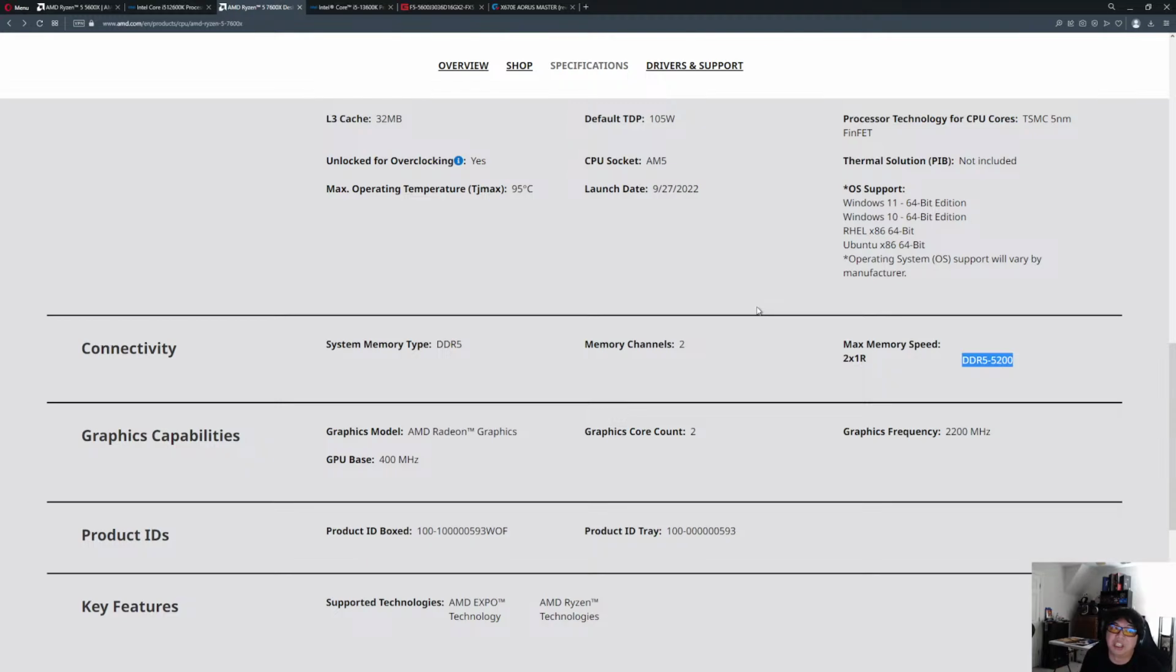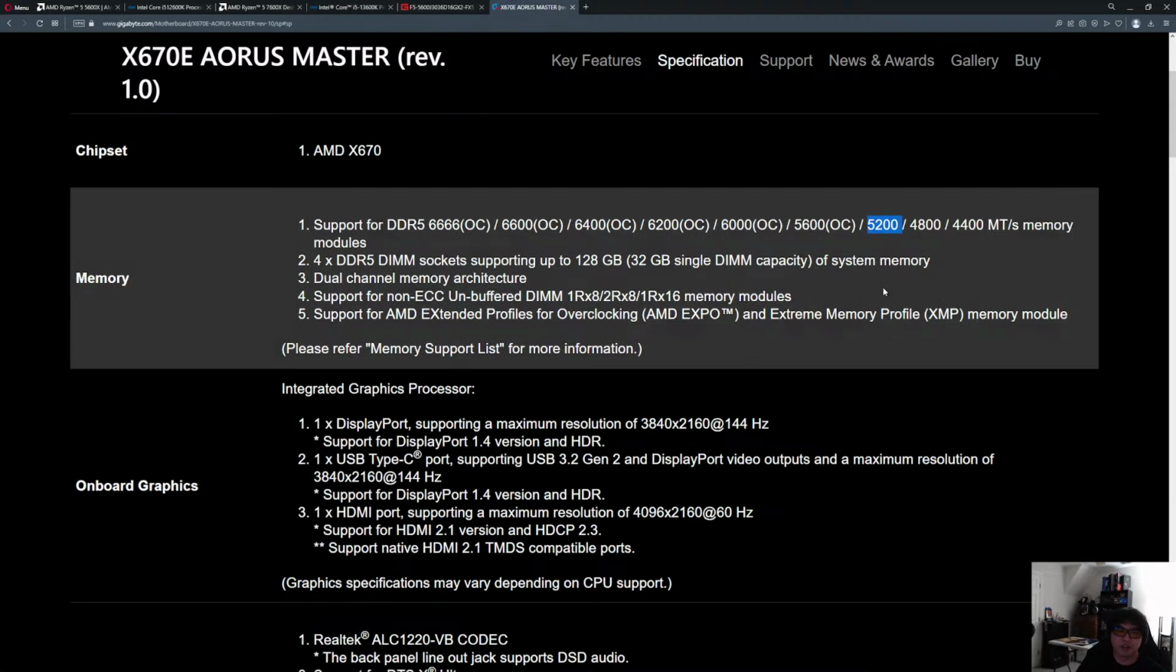Now granted, my memory kit is not a 6000 kit, so there could be more factors at play. It could just be that the memory I have is not binned well enough to handle 6000, because it's only a 5600 megahertz kit. Maybe I just got unlucky, so that could be a factor too. But that is worth noting. So 5200 on Ryzen is standard spec, so you don't need to worry.